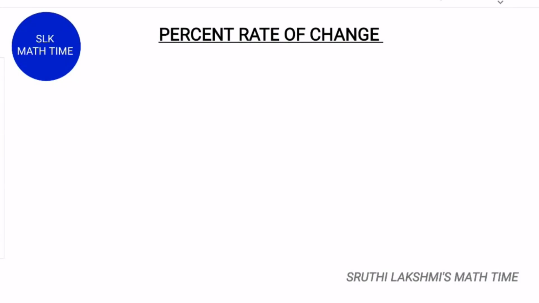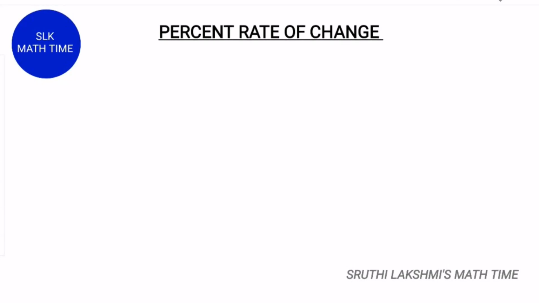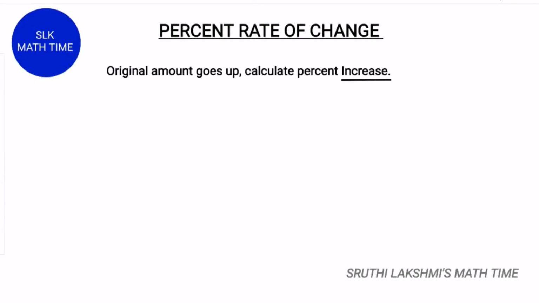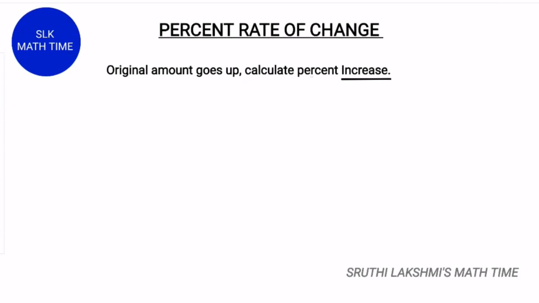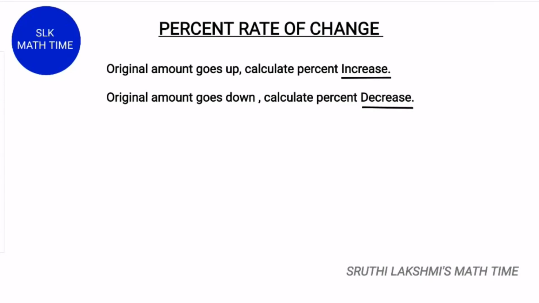Today we're going to see percent rate of change. Percent rate of change is to show how much an amount has changed in relation to the original amount. Another way to think about it is simply as the rate of change expressed as a percent. When the original amount goes up, we calculate the percent increase. When the original amount goes down, we calculate percent decrease.